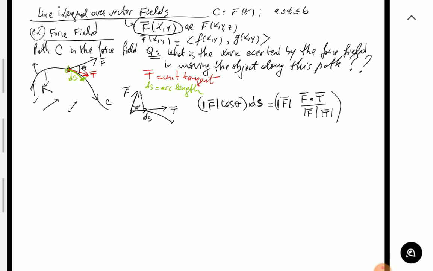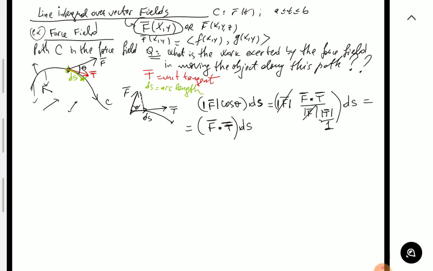What about the arc length? Well, we'll get to that later, so let's still keep it ds. The magnitude of the unit tangent is obviously 1, so that cancels. So it turns out that what you integrate is actually the dot product between the force field and the unit tangent times the arc length ds. This is the reason why the formal notation looks like this.